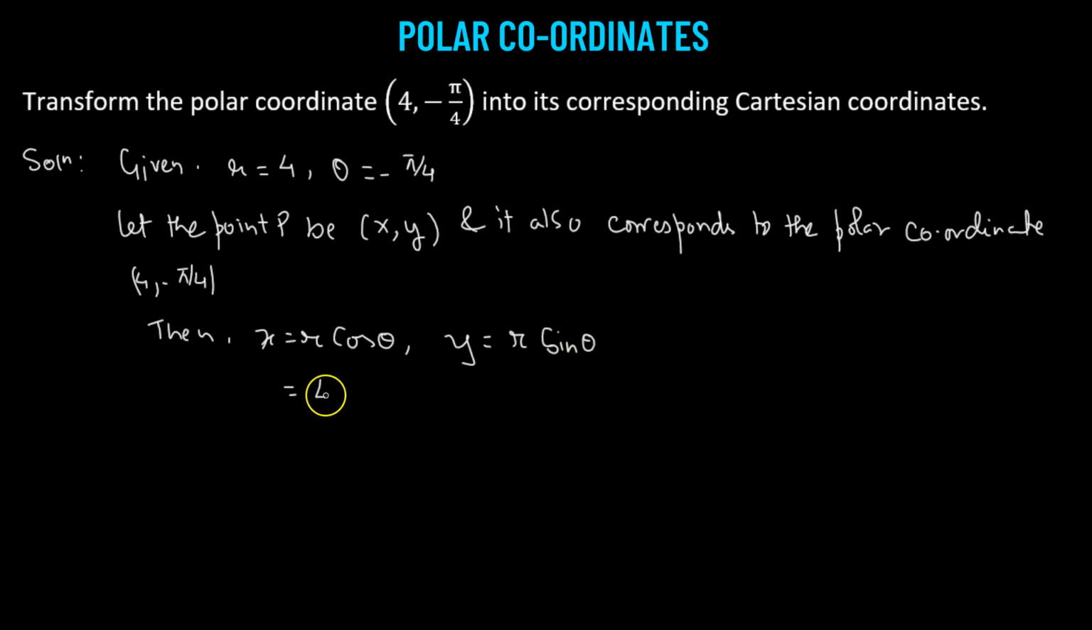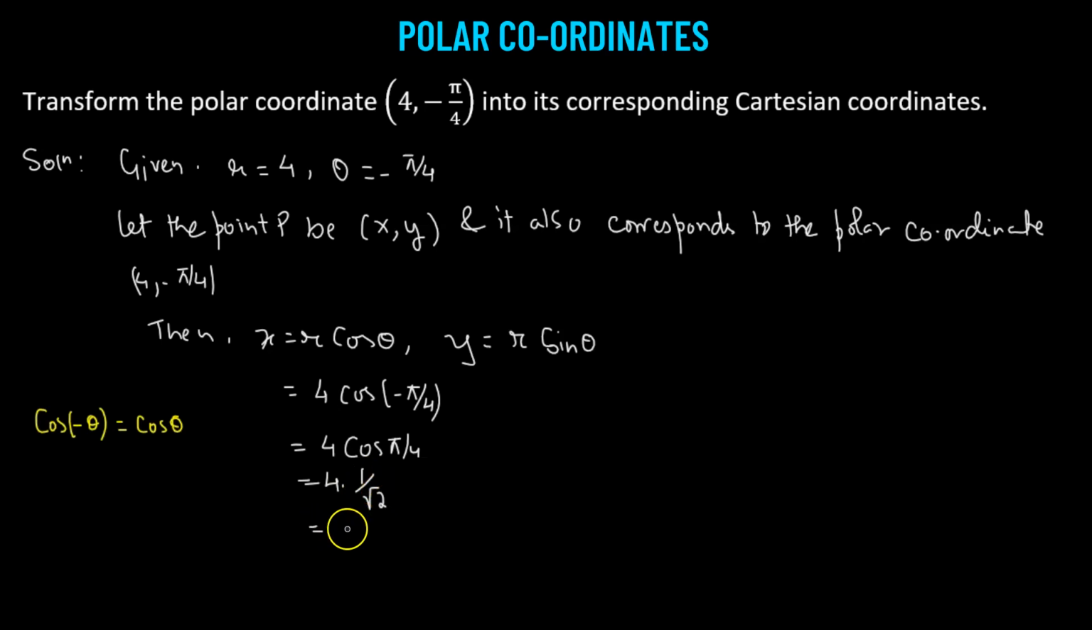So r is 4 units and we have cosine of negative pi over 4. Now cosine is an even function, meaning cosine of negative theta corresponds to positive cosine theta. So cosine of negative pi over 4 is equal to cosine of pi over 4. This gives us 4 times cosine of pi over 4, which is a standard value, 1 over square root of 2. So this gives us 2 times square root of 2.